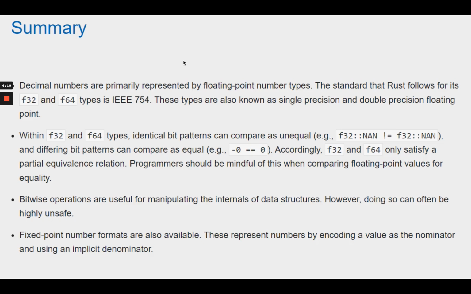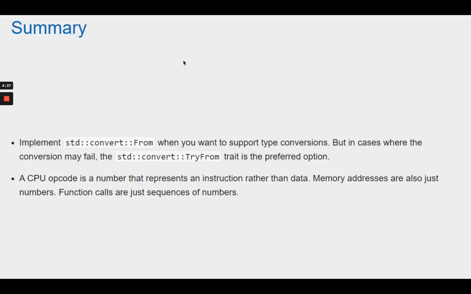Bitwise operations are useful for manipulating the internals of data structures. However, doing so can often be highly unsafe. Fixed point number formats are also available. These represent numbers by encoding a value as the numerator and using an implicit denominator. Implement std::convert::From when you want to support type conversions. But in cases where the conversion may fail, the std::convert::TryFrom trait is the preferred option.